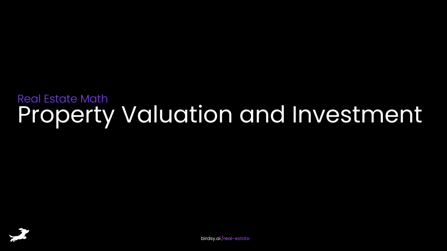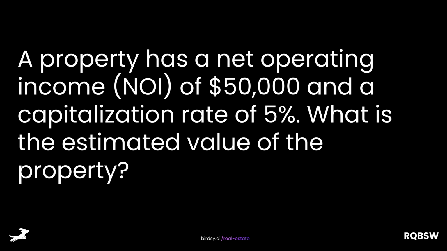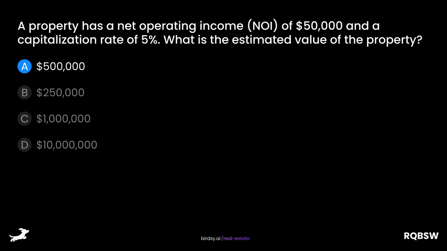Property valuation and investment. A property has a net operating income of $50,000 and a capitalization rate of 5%. What is the estimated value of the property? Is it A, $500,000, B, $250,000, C, $1 million, or D, $10,000? The answer is C, $1 million.